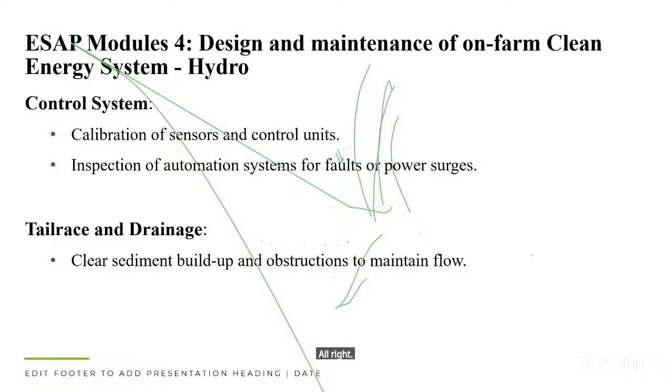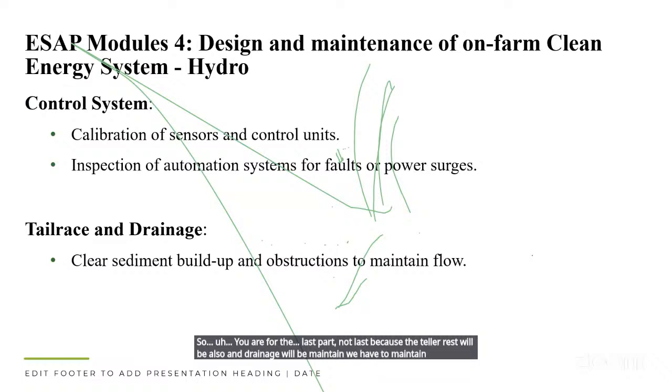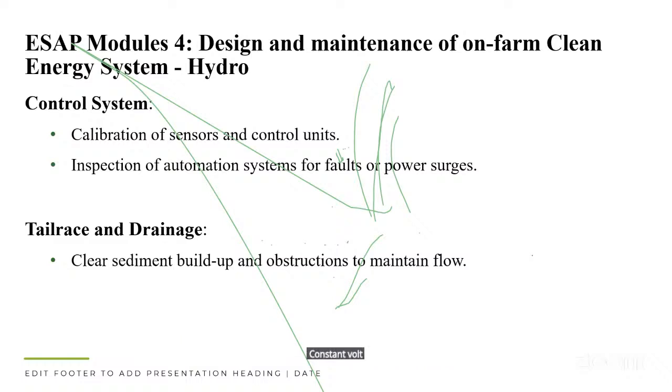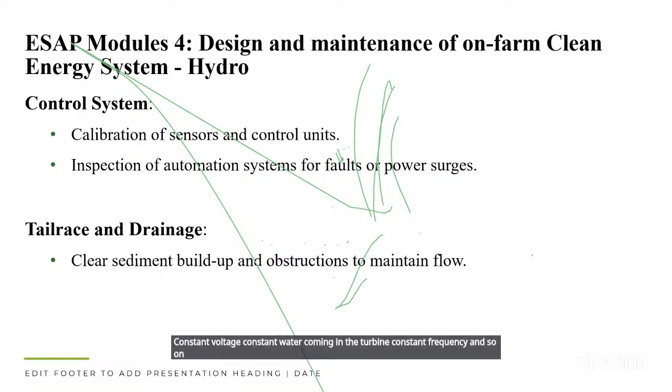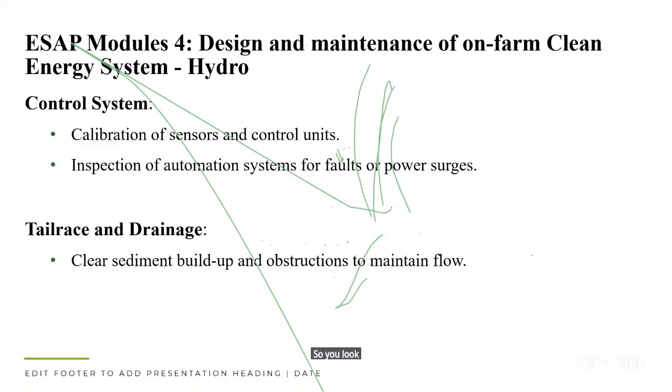You have the last part, not the last, because drainage will also be maintained. We have to maintain also the control system. The control system is in charge of making sure we have a constant voltage, a constant water flow coming into the turbine, a constant frequency and so on. So for this one, you have to see calibration of sensors and the control unit, because this control system is full of sensors. So you look at the sensors, and if needed, you set them very well.